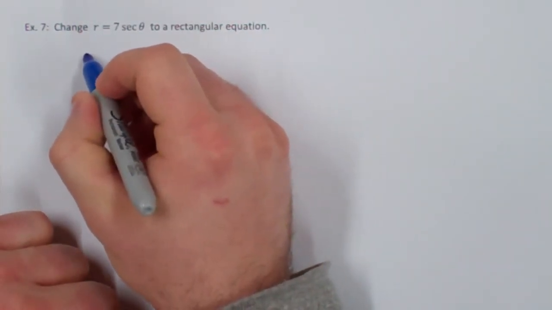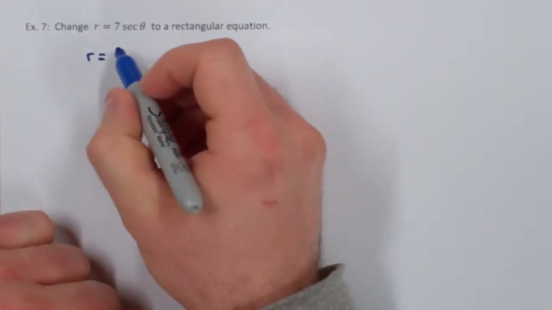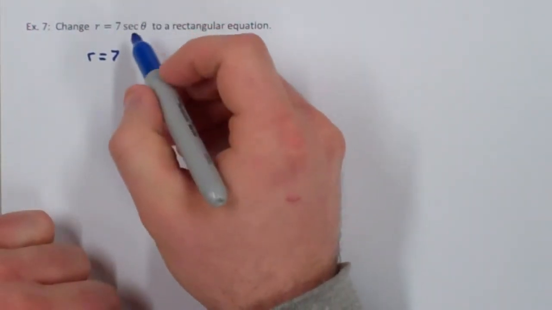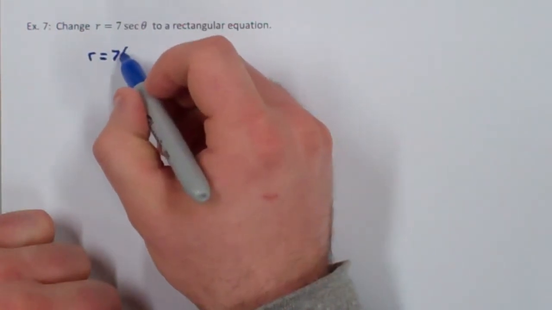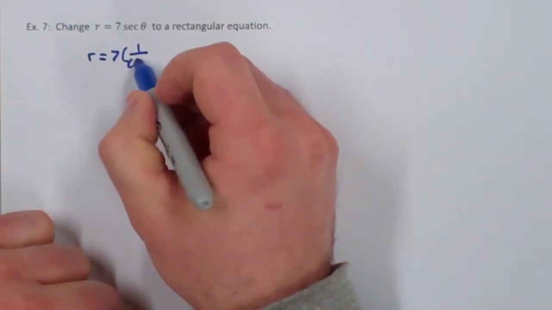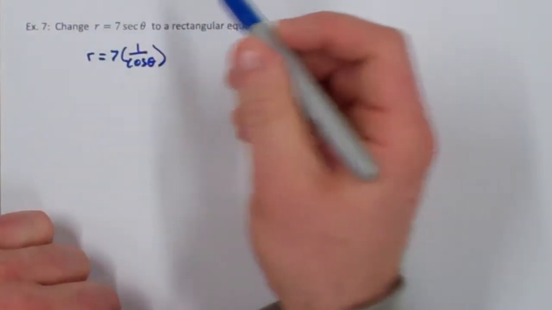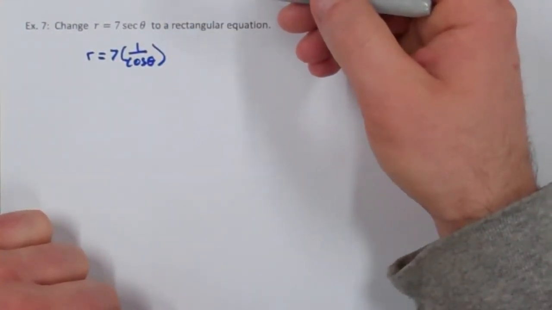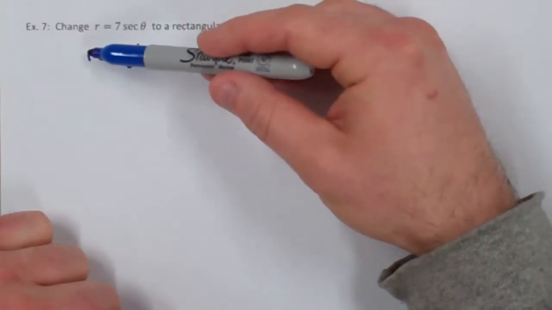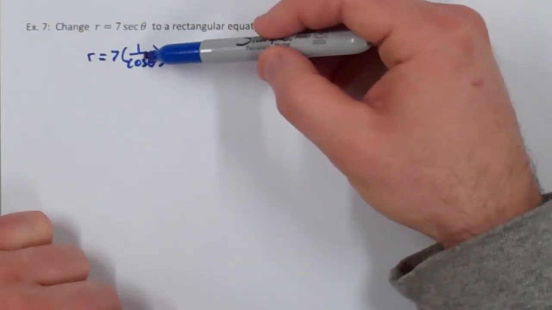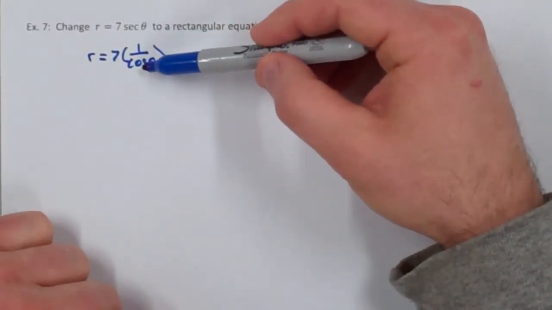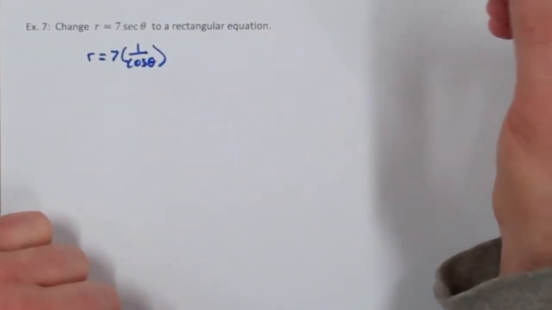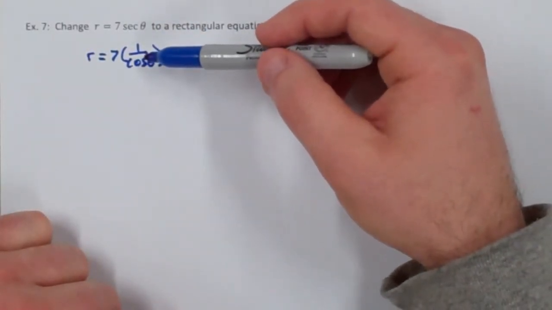So if we want, we can change this out, and this will be 1 over the cosine of theta. And by change it out, I mean use our reciprocal relationships, that secant of theta is 1 over the cosine. At first glance, we might try to multiply by r on each side, but then we would have r over cosine theta, and that won't work for us.